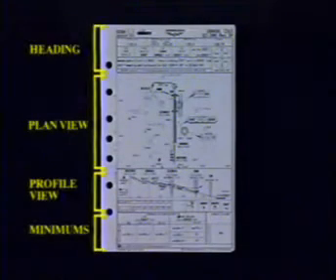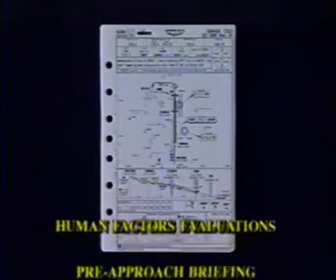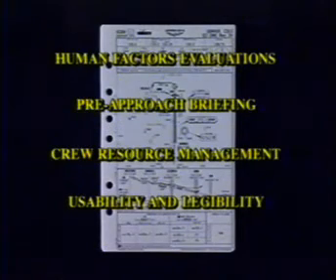Basic approach information is presented in the sequence in which pilots would normally brief or review the procedure prior to flying it. The new format incorporates human factors evaluations, a standard pre-approach briefing sequence of information, crew resource management, or CRM, techniques, and an emphasis on usability and legibility.